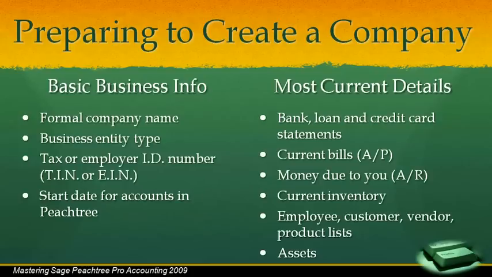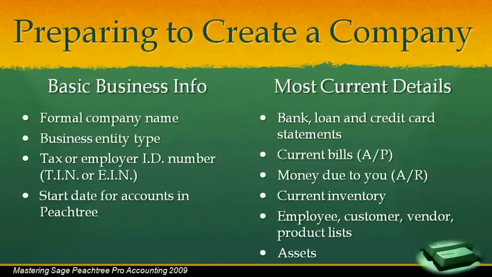We also need to have most current details about some of the transactions that are going on. For example, you should have bank, loan, and credit card statements. That way you can get your balances and even add in some entries if you need to. You also should have any current bills that you owe or your accounts payable, and money that's due to you or accounts receivable. Hopefully you have more AR than you do AP.